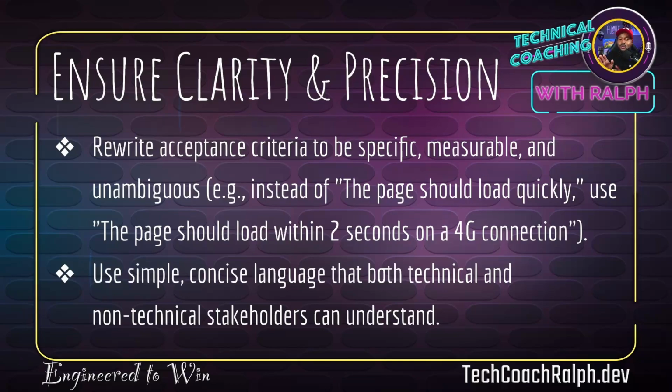So there we know exactly what we're measuring for, instead of the ambiguous, because my quickly is definitely different than Mitch's quickly, which is definitely different than my friend, the King Tech quickly himself, your car's quickly, right? So that's why we want to be very, very specific. The page should load within 2 seconds on a 4G connection. Use simple, concise language that both technical and non-technical stakeholders can understand.